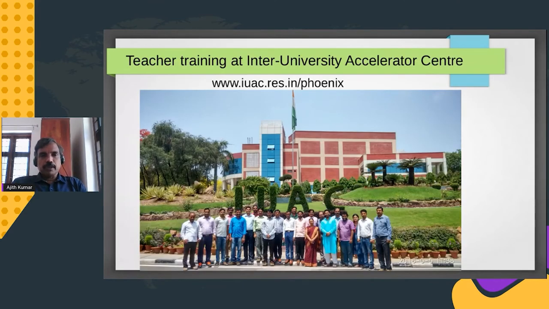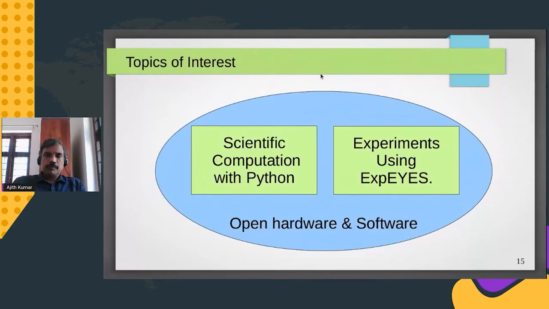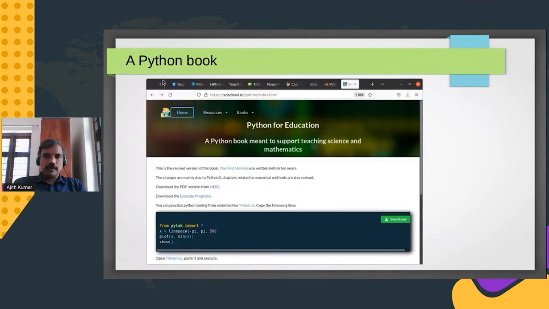And we were also conducting teacher training. It was mainly for physics teachers from colleges and universities. From 2005 onwards, we might have trained nearly 1,000 teachers in our one-week training program, and also conducted more than 100 one-day workshops at different places to promote this device as well as Python and free software, of course. These details you will find on the IUAC website. The topics we taught during these programs were basically some scientific computation, after teaching a little bit of Python, and some experiments, all based on open hardware and software. So this was the scheme that we were running.